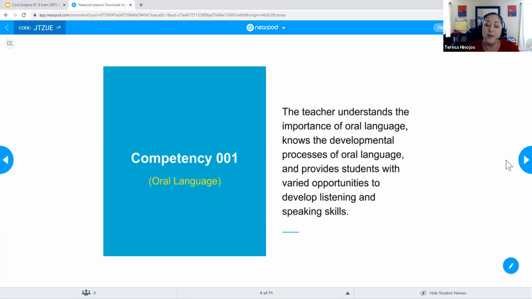Okay, so competency 1 is going to deal with oral language. And so with oral language, make sure that you are providing students with lots of opportunities to develop their listening and speaking skills. Okay, so it's both.